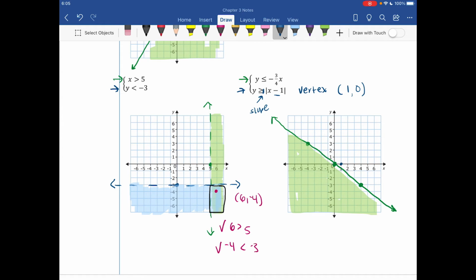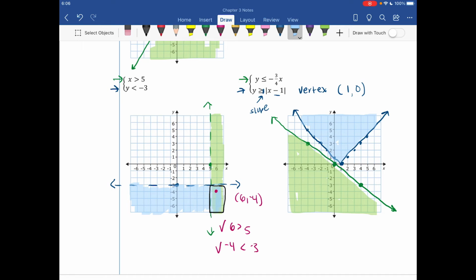Starting at (1, 0), we go up 1 over 1 to the right, and up 1 over 1 to the left, connected again with a solid line, and there we have the absolute value function. Then it is greater than or equal to, so we can shade everything above our graph.